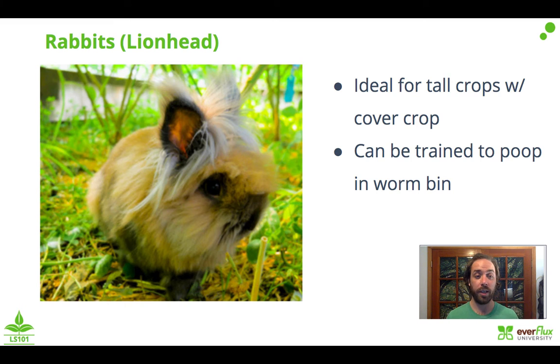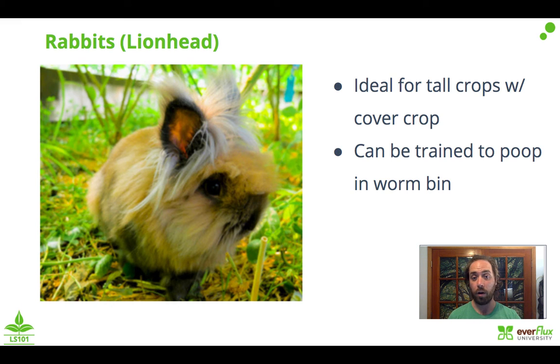Alright, now we're going to get into the macro livestock. There are a lot of different animals that you could have on your farm that you could integrate with growing your crops, but we're going to talk about a few that are especially beneficial, starting with rabbits, and specifically recommending the lionhead rabbit. They're just a little bit easier to train, a little more well-behaved.